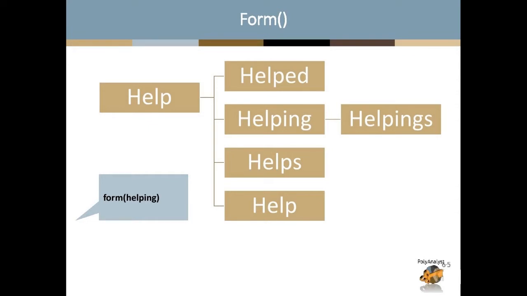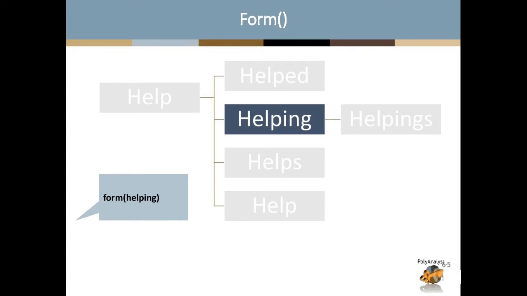So, form, as an example, we have help, helped, helping, helpings, helps, and help. These are all forms of the word help. If we look for form helping, what will we find? We'll only find helping. Remember that form suppresses the morphological expansion, so we won't find any others. We'll find only exactly what we look for.